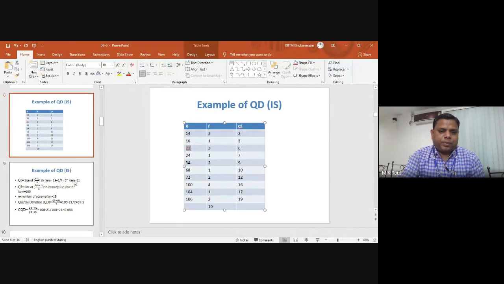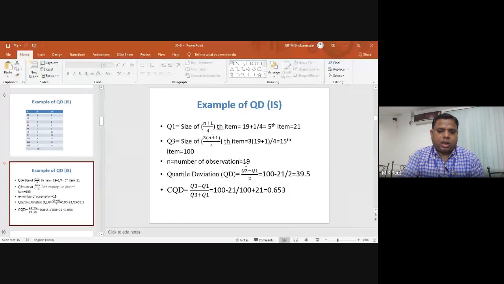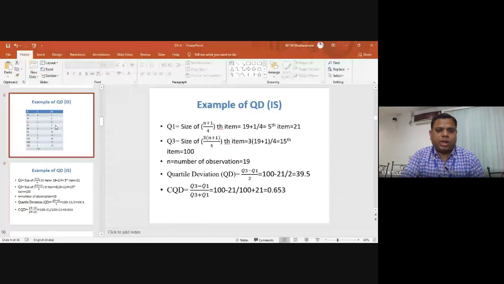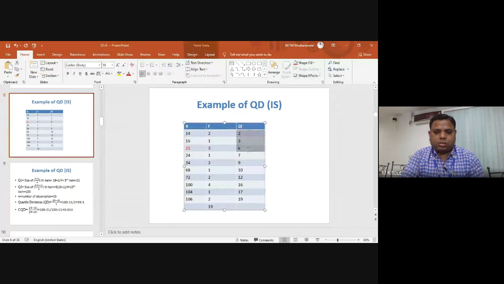I repeat, as per the formula, here our number of observations is 19. That is 19 plus 1 divided by 4, that is the fifth one. And this fifth item lies in between 2 to 6. That means the sixth row should be chosen, and that refers to the X corresponding value, that is 21.